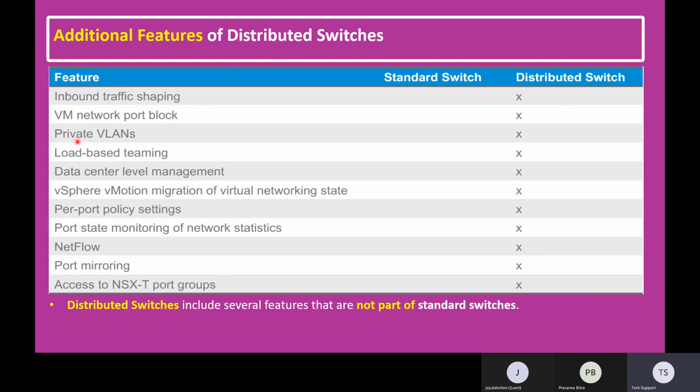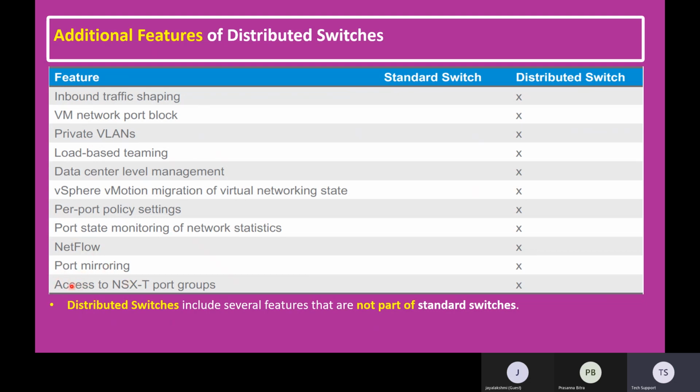And private VLANs, as discussed, can also be configured, and load based teaming is also possible, but it's not NIC teaming, it's load based teaming. And data center level management is only in a distributed switch. And as we discussed, vMotion can migrate the virtual machine with its virtual network state without shared storage. Also, we can do vMotion migration at the virtual network state. And per port policy settings: like in our storage, we have storage policies at the VM level, but at the DV switch level, per port we can also apply policy settings. Port state monitoring of network statistics is also possible, as are network flow monitoring and port mirroring.